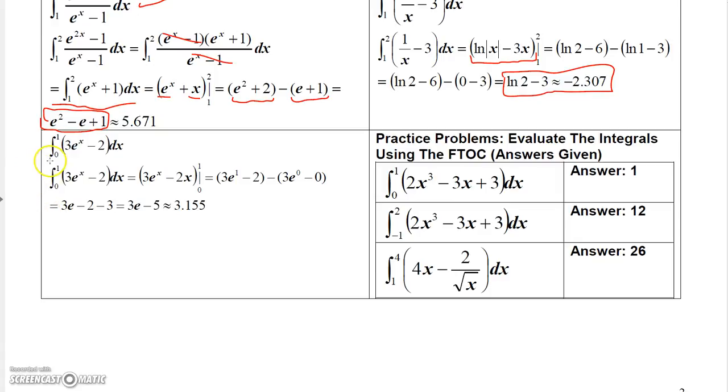One more. If I integrate this from 0 to 1, if you integrate 3e to the x minus 2, you actually get 3e to the x minus 2x. And if you evaluate it from 0 to 1, if you evaluate this at 1, you get 3e minus 2. And if you evaluate it at 0, you get 3 times 1 minus 0, so you actually get 3. So you get 3e minus 2 and then minus 3, which is 3e minus 5 for the exact value and 3.155 for the approximation.